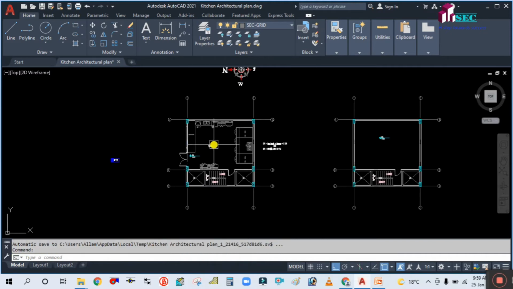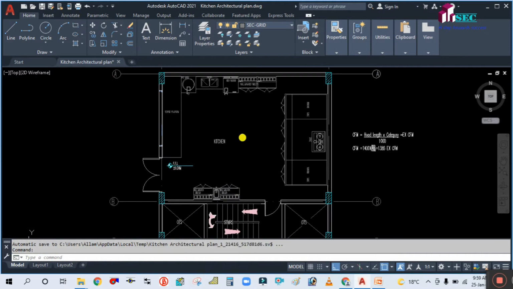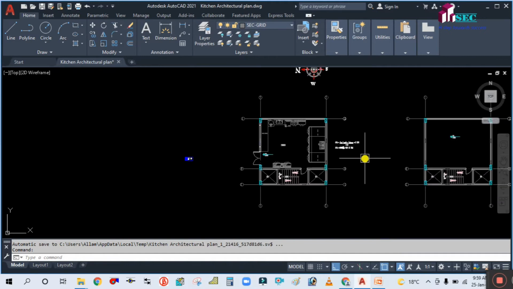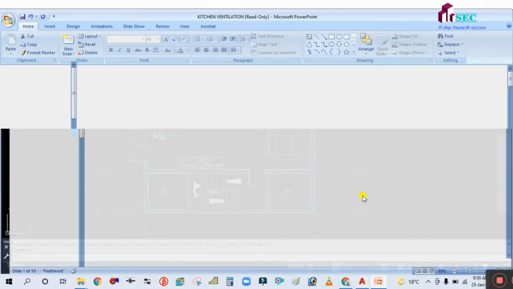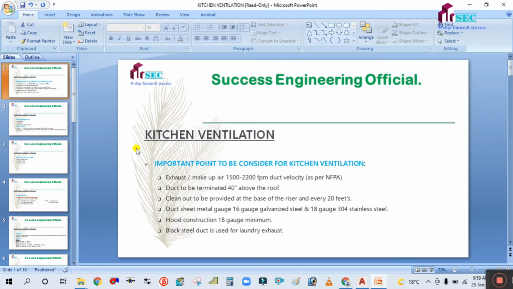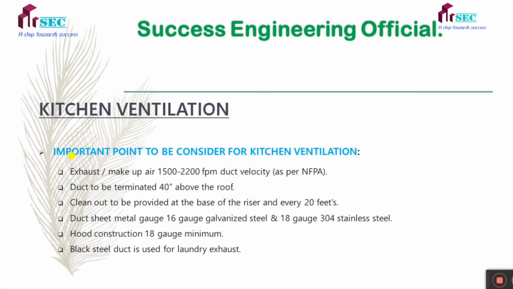Today we are going to learn kitchen ventilation designing and drafting. As you can see here, this is one simple kitchen plan. We will do the designing as well as drafting. So let me open this tutorial first for designing. As you can see here, this is kitchen ventilation design.